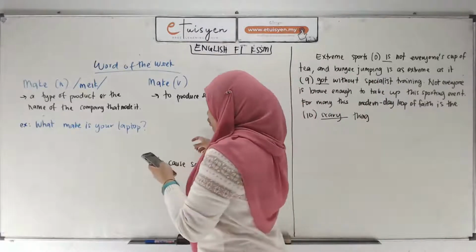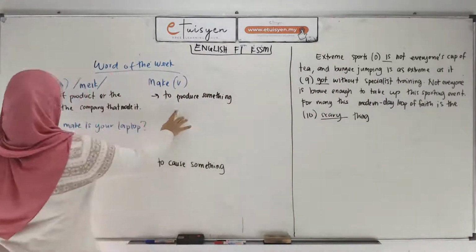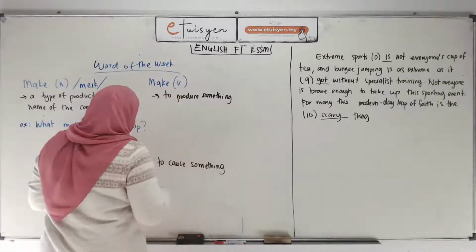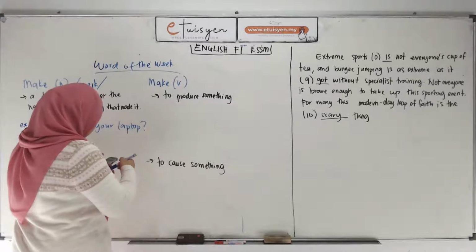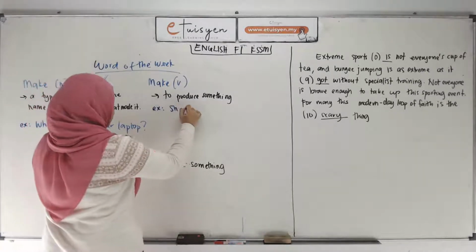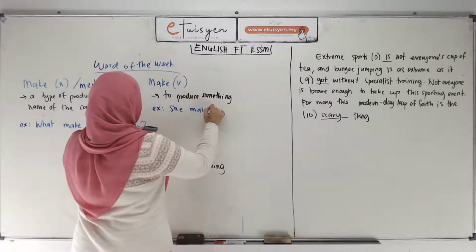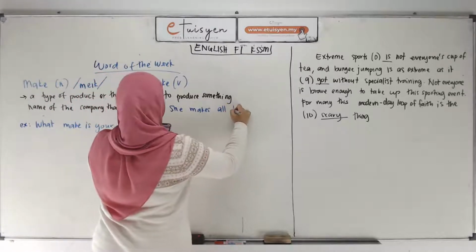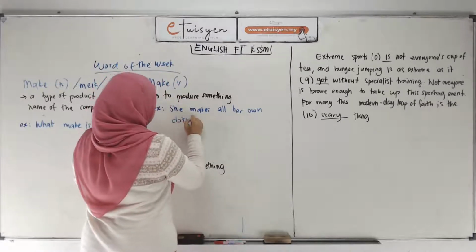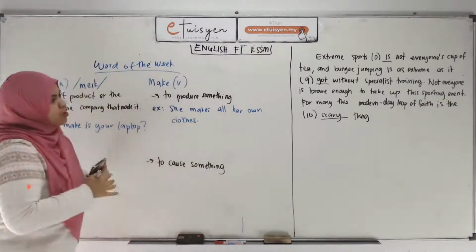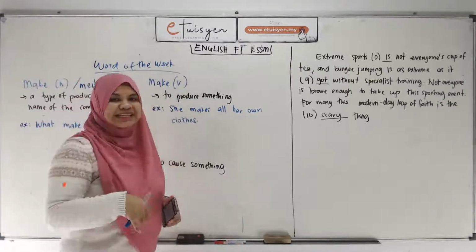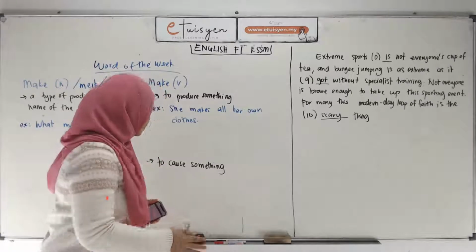Okay, now how you use this in a sentence? Okay, yang to produce something ni, example, she makes all her own clothes. Okay, she makes all her own clothes. Maksudnya dia buat baju dia sendiri. Okay, so that's the first one.